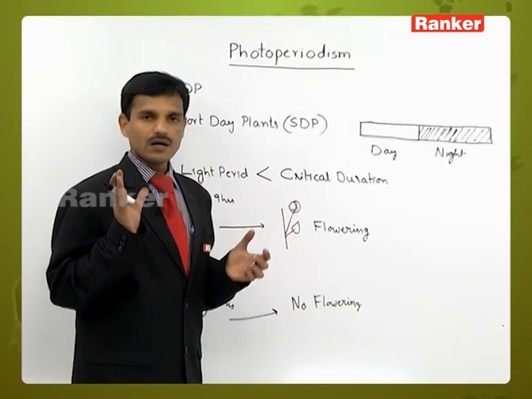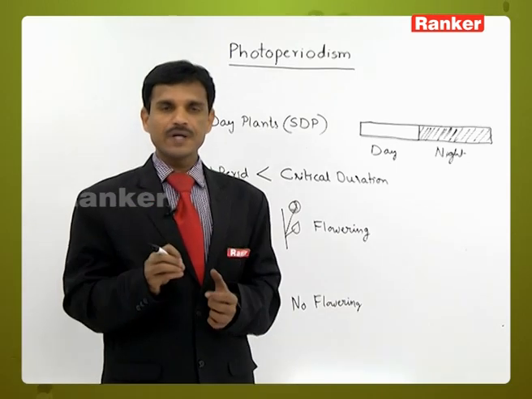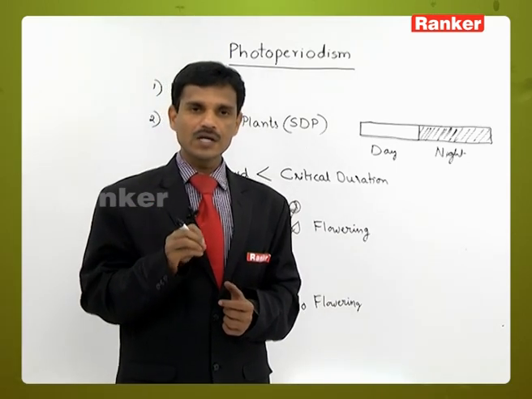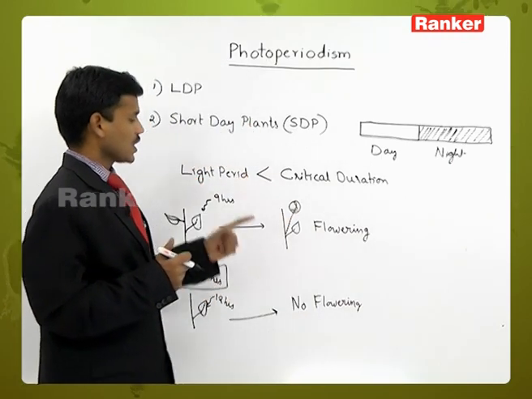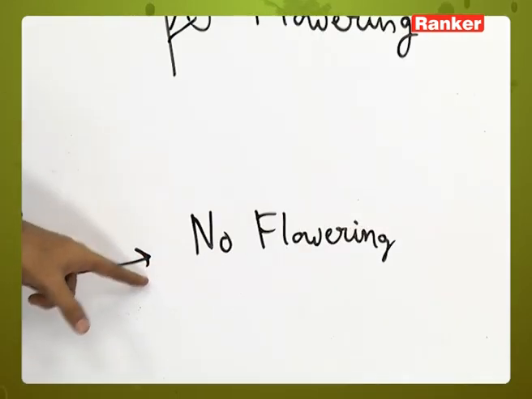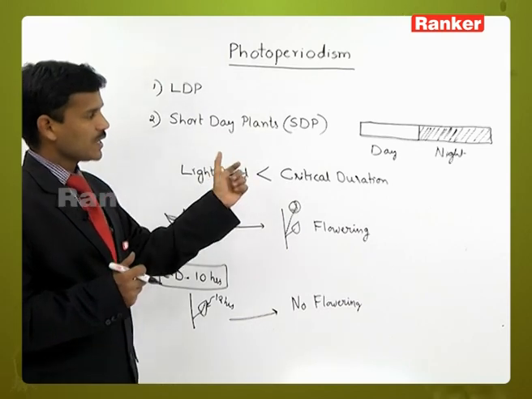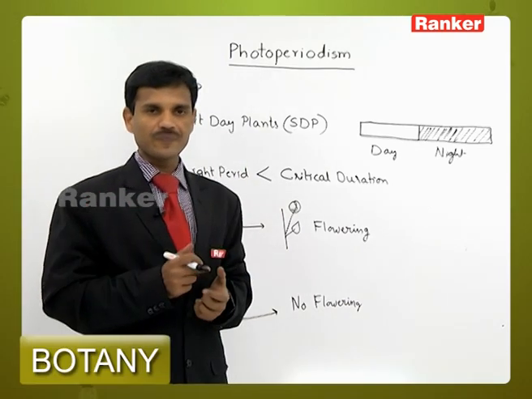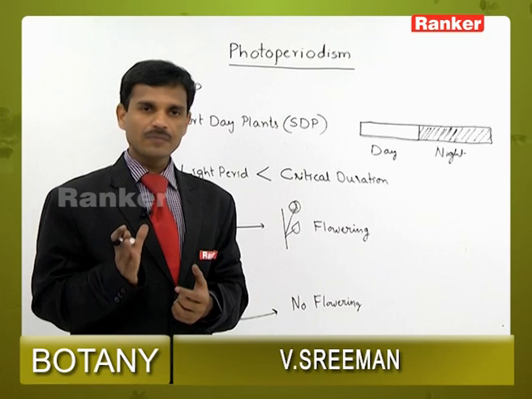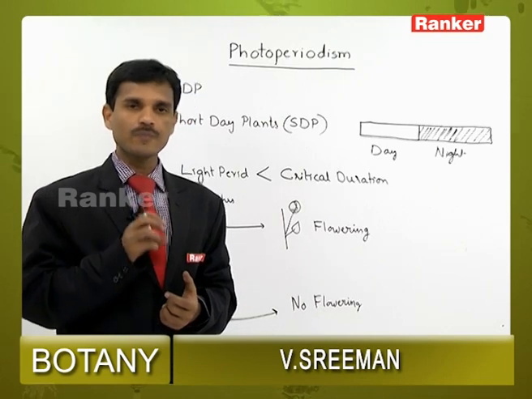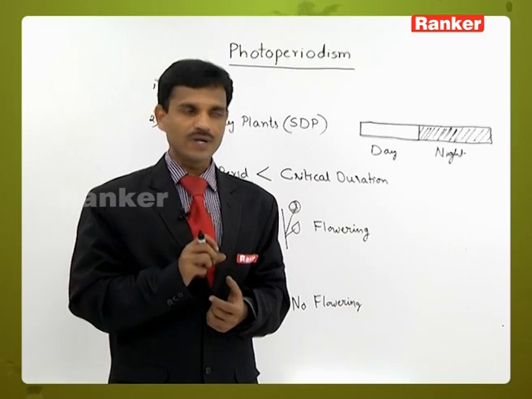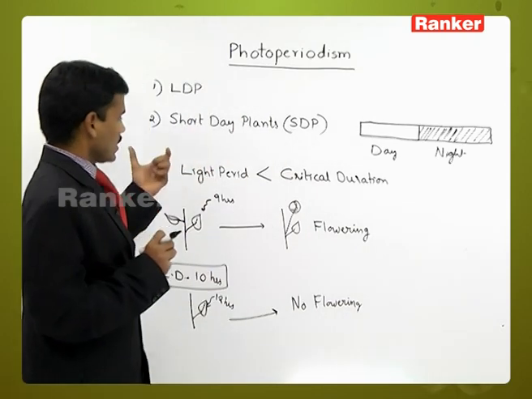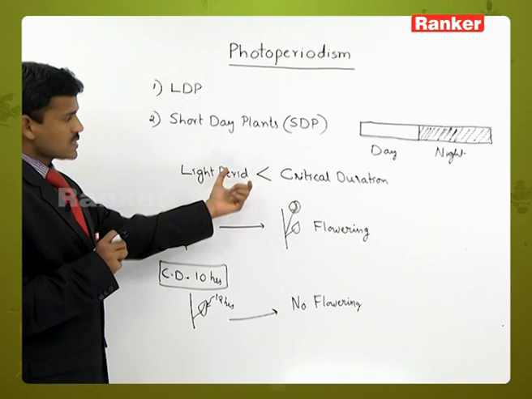The required light period should be less than the critical duration. When it exceeds the critical duration, no flowering occurs. So the day period and night period are both critical. Both the daytime and night time are important, and both influence the flowering. The light period should be less than the critical duration.